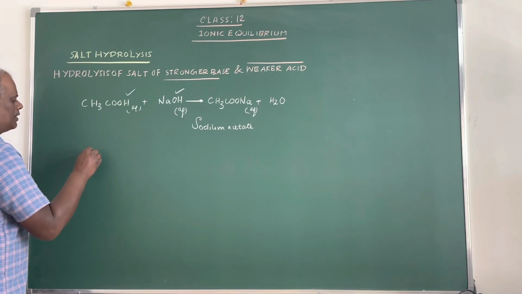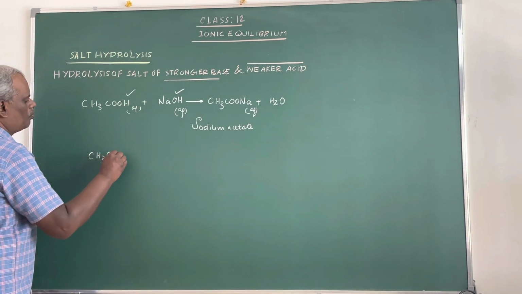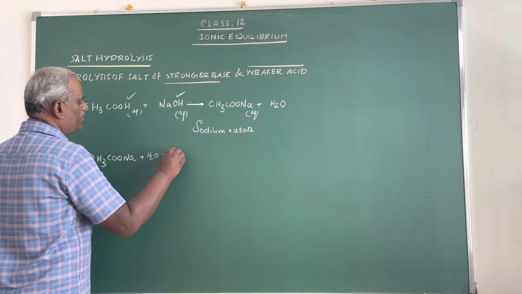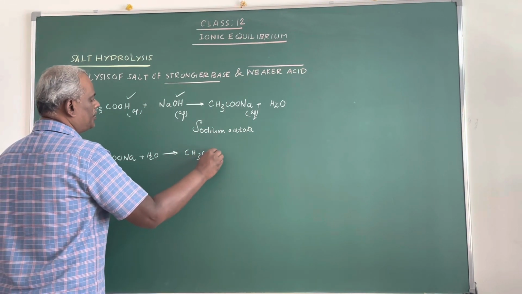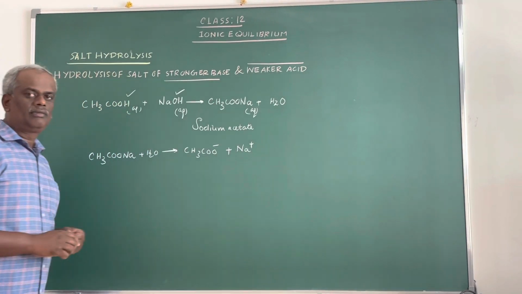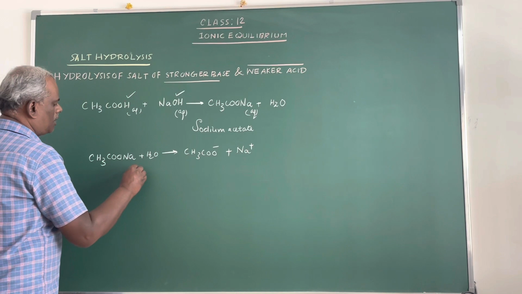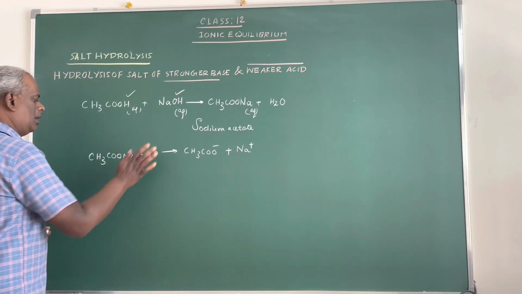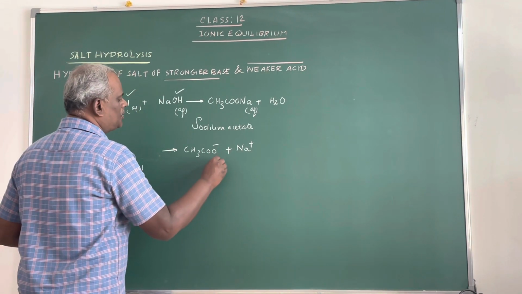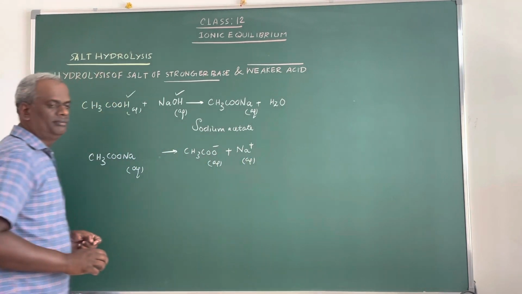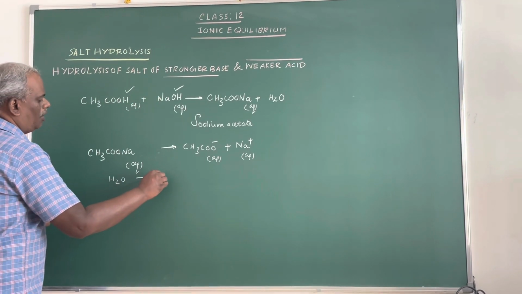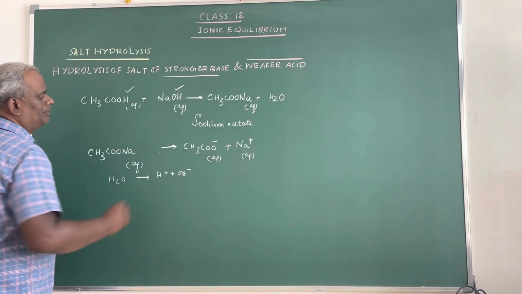The sodium acetate is now taken, CH3COONa, in water. It would be dissociated to form CH3COO minus and Na plus. Yes, we can take the aqueous solution of sodium acetate, and you need not mention this water. It is dissociated to form acetate and Na plus. And water is dissociated to form H plus and OH minus.